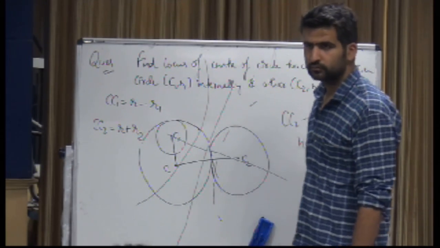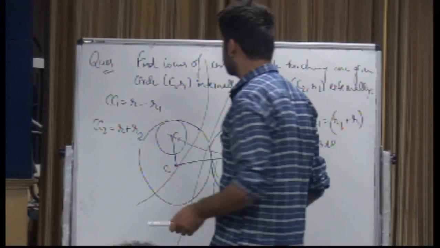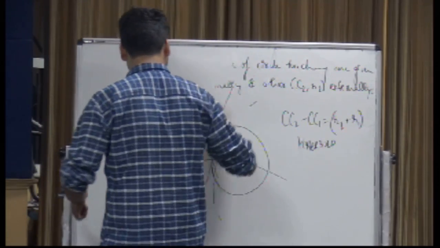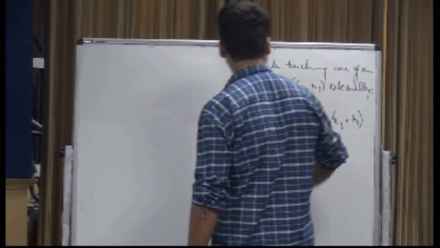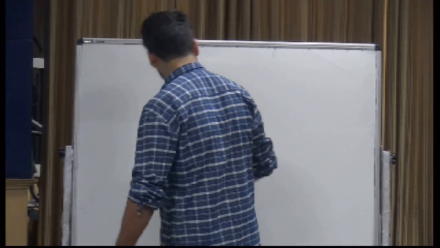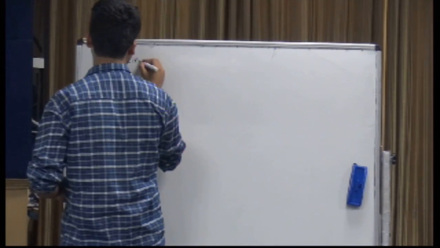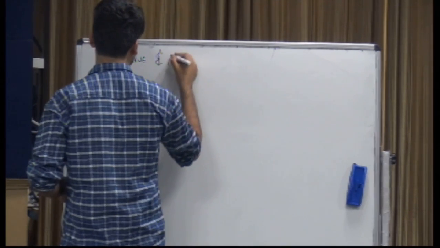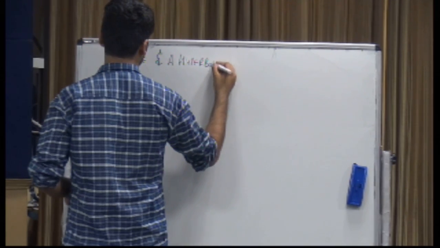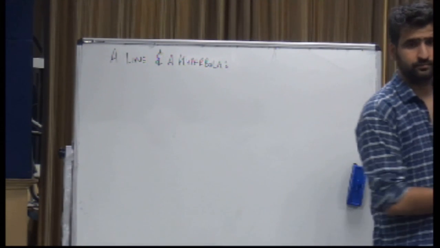Okay, understood? So next, write down a line and a hyperbola. So this is the next topic. A line and a hyperbola.